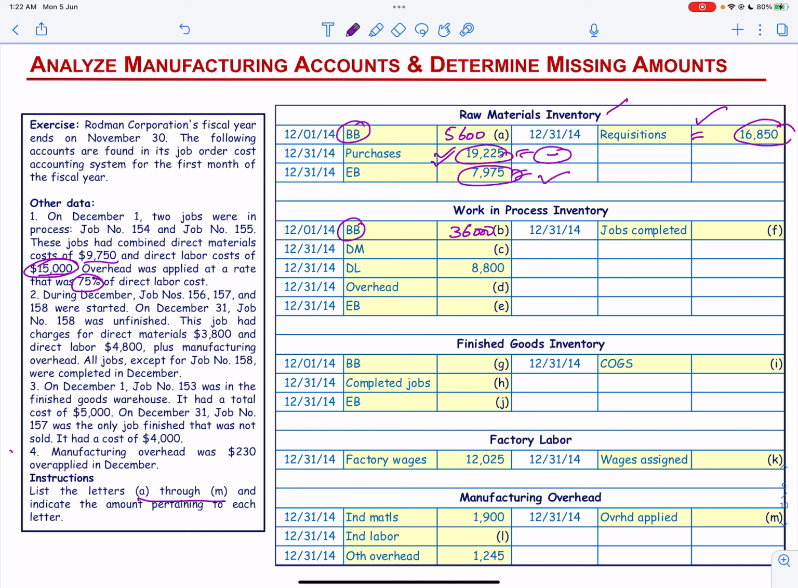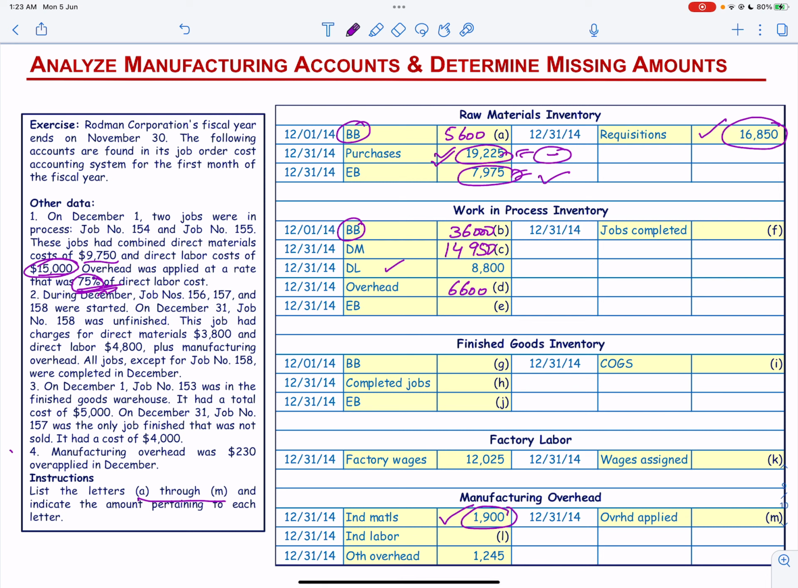Next we have the direct material, and for direct material we can see that we have the requisition of 16,850, and from this we subtract the indirect material to get the direct material. That will be 16,850 minus 1,900, which gives us 14,950. Direct labor is given to us, and that is good to determine the overhead, because overhead is 75% of 8,800, that will be 6,600.